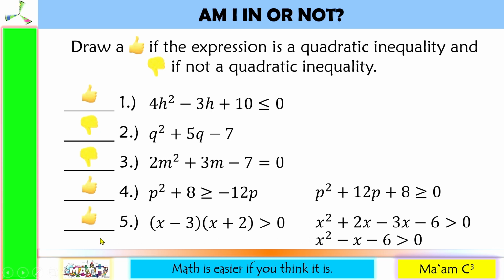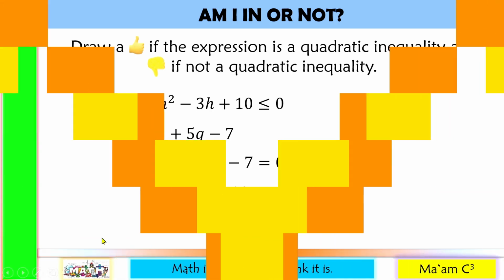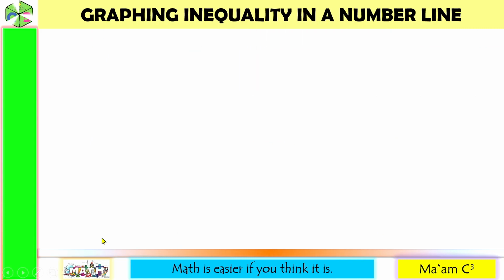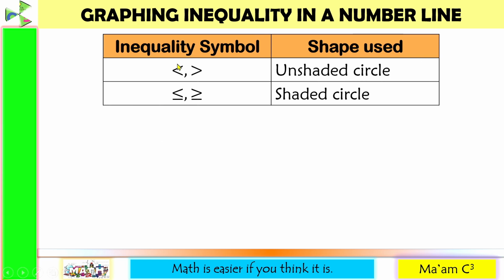I hope you still remember your lesson in grade 7, graphing inequality in a number line. Let us recall that if you have less than or greater than, we make use of unshaded circle, like this one. But if you have less than or equal to, or greater than or equal to, the shape that we use is a shaded circle, like this one.